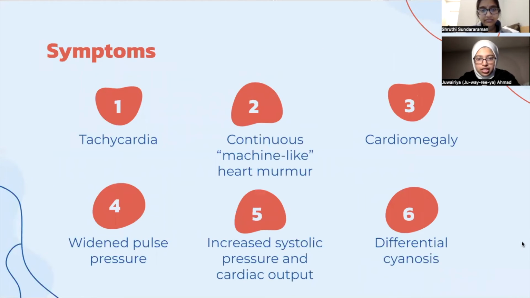So some of the symptoms of patent ductus arteriosus can include tachycardia, which is because the heart would need to work harder to oxygenate the body. Another symptom is a continuous machine-like heart murmur, which is usually from the aorta to the pulmonary artery because of the higher flow during systole and lower flow during diastole.